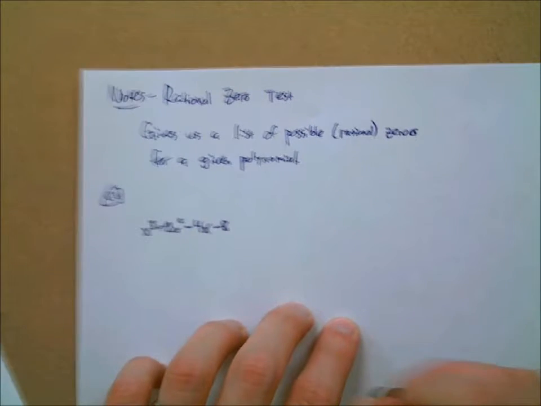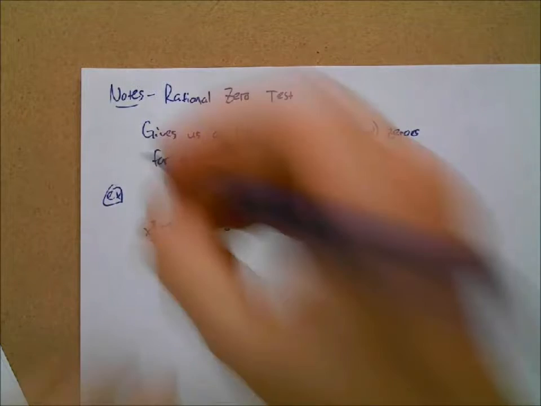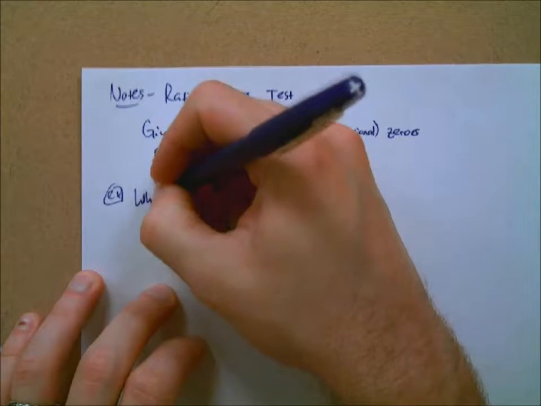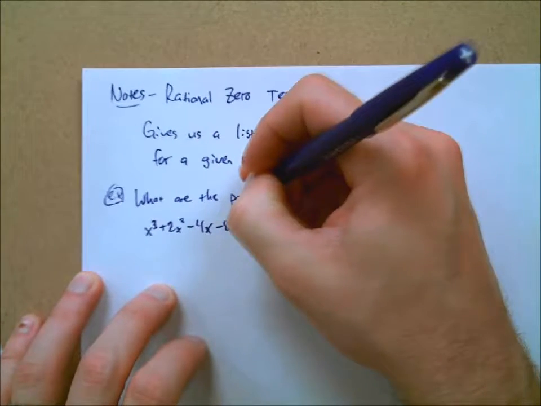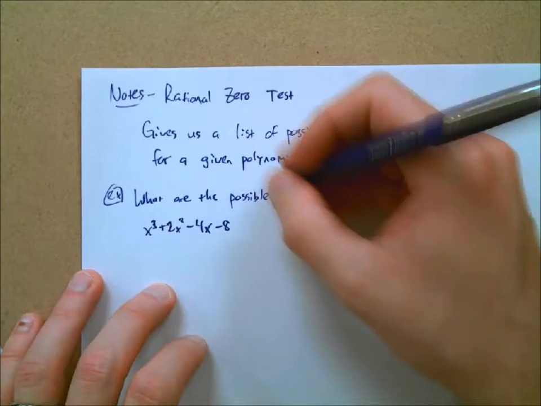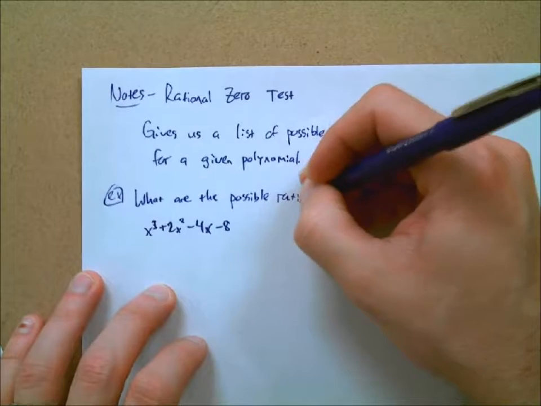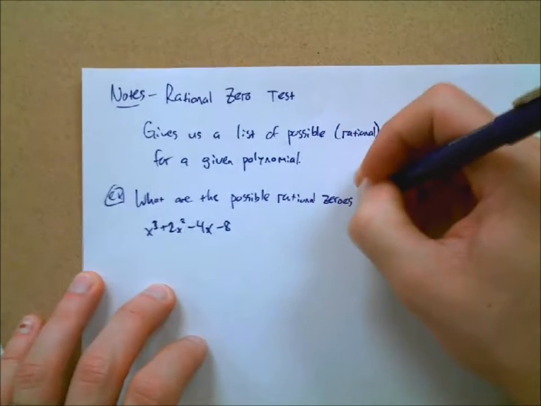But we're going to use it with something that we know factors, and then see where the zeros show up. All right, so we're going to just ask the question though, what are the possible, because again, that's what the rational zero test gives us, just possible rational zeros for that polynomial right there.